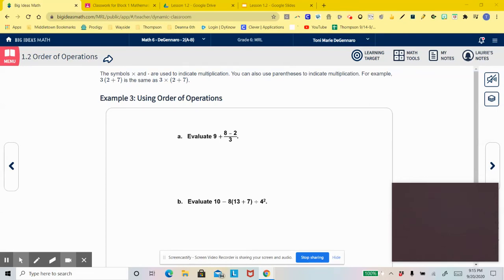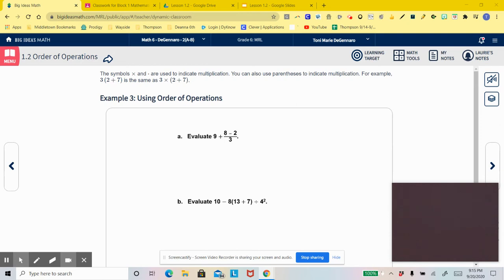Hi everyone, we're on section 1.2, example 3. We're working with fraction lines, which are also considered division signs. Remember that when we work with fraction lines or division signs, you want to make sure you solve everything that you see on the numerator until you have one term, and the same thing for the denominator. If you look at the denominator, the 3 is one term. There's no operations there, so that's what you're looking for.